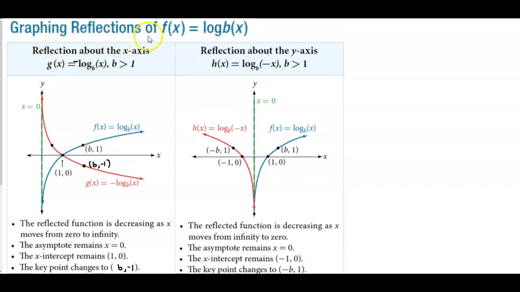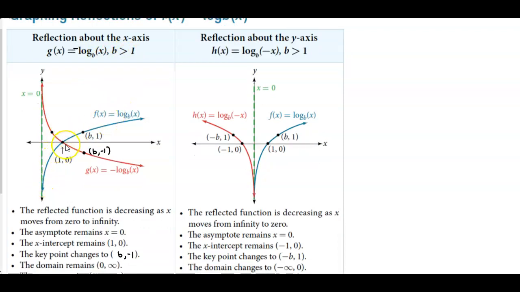Okay, when we're graphing reflections of f of x equals the log of base b of x, reflection about the x-axis is when you're taking a negative sign and multiplying it by the entire logarithm, and when the base is greater than 1. So what happens here is that the blue is the parent function. If it's reflected about the x-axis, it's as if it's flipped.